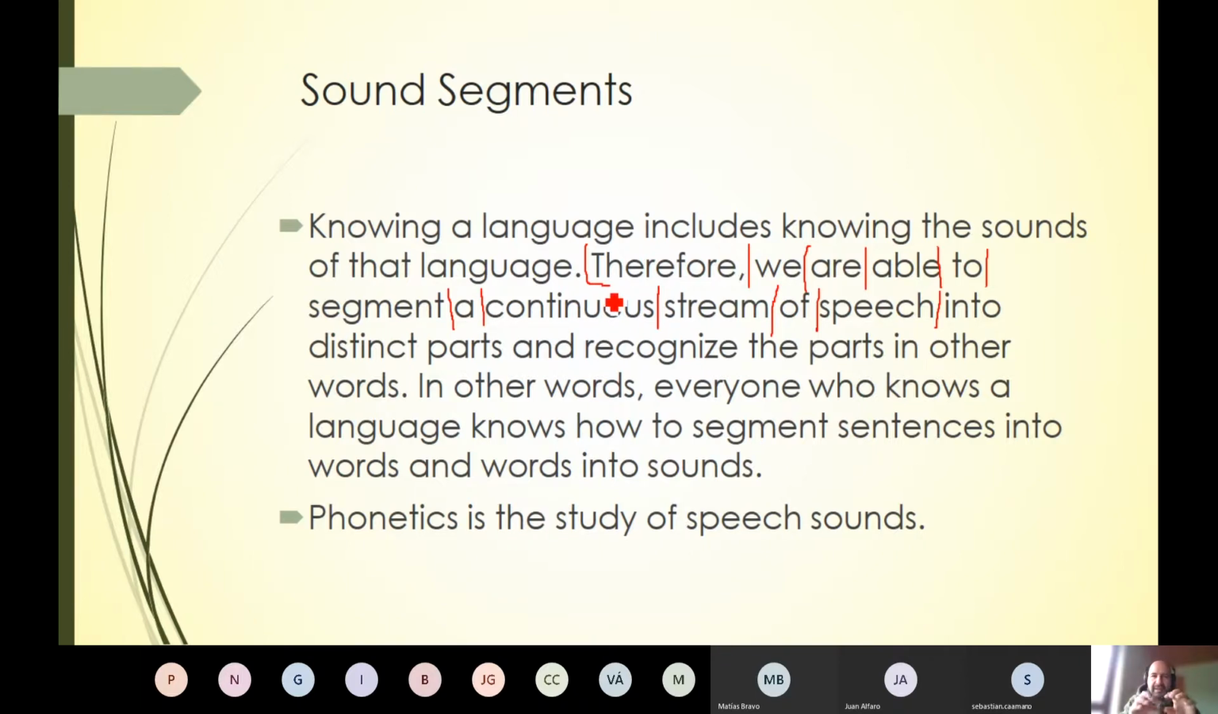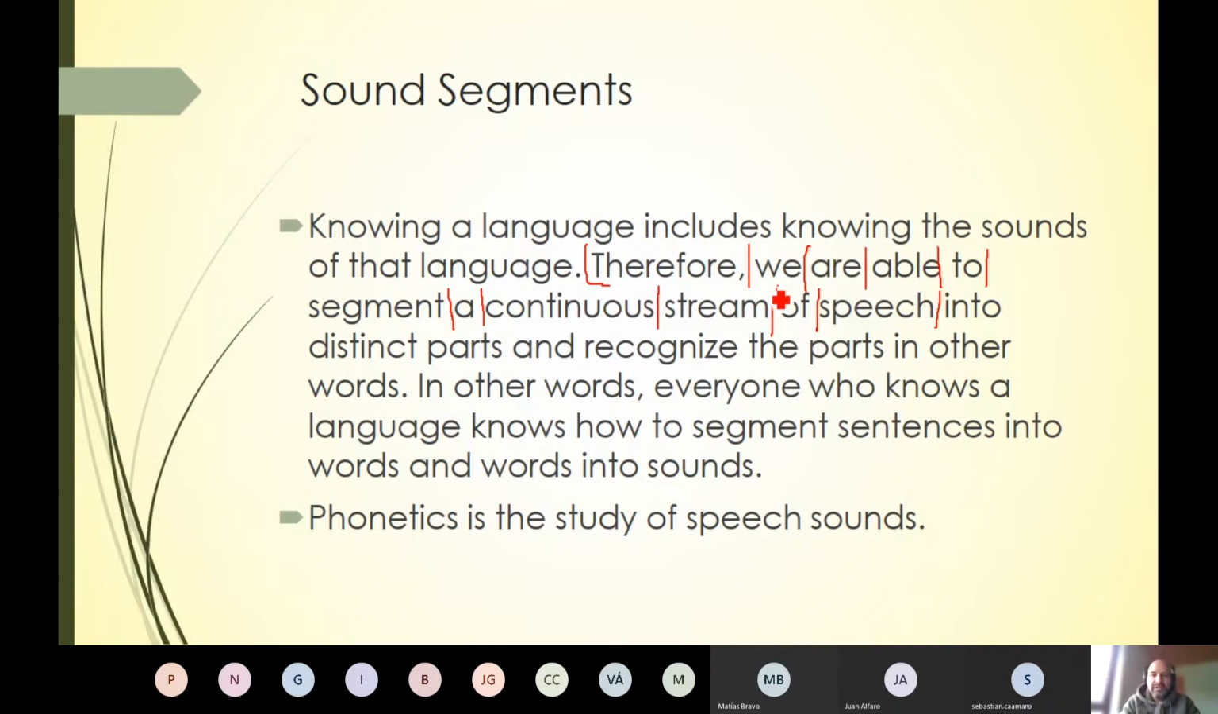Because in a sentence, someone who's reading this is reading this as just one long stretch. We're not pausing, like we're not saying therefore. We are able to, right? We're not pausing to make it easier on the listener to identify individual words.